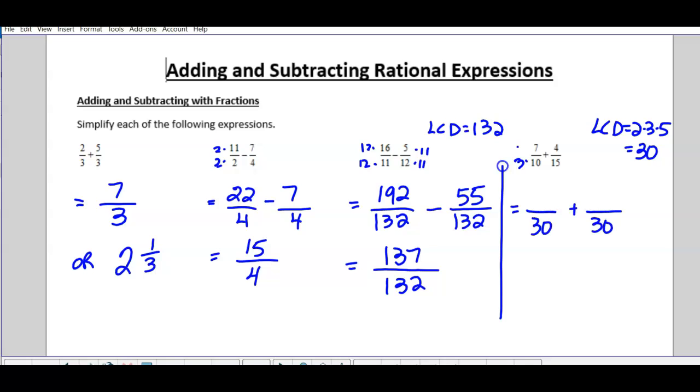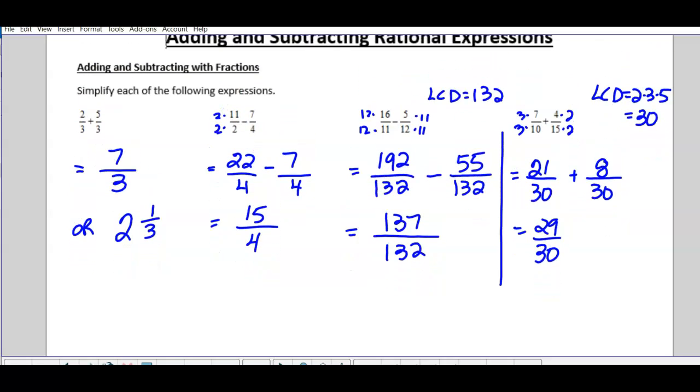So multiply this by 3, this by 2. So 21 plus 8 is 29 over 30. None of those, we couldn't reduce any of those once we added them together or subtracted them. Sometimes we will, okay, but those ones we couldn't.